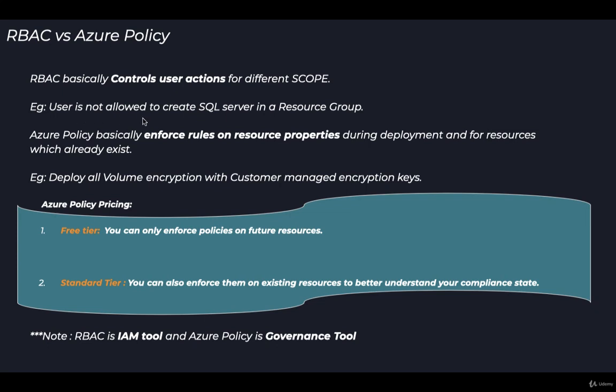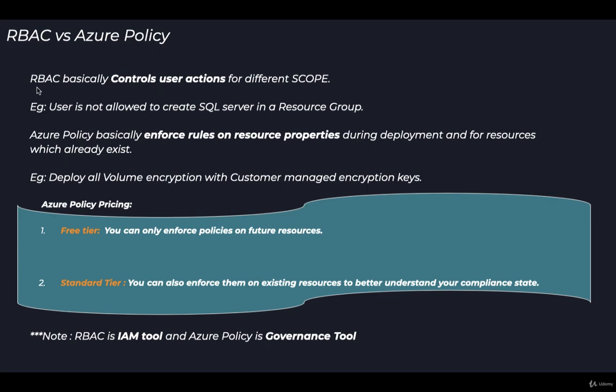For example, the user is not allowed to create a SQL server in a resource group. That is one example. And Azure policy, on the other hand, basically enforces rules on resource properties. Here we are enforcing rules, let's say, on a subscription or on a particular resource group. In this case, we are enforcing rules on resource properties during deployment or on the resources which already exist. So that is the main difference.